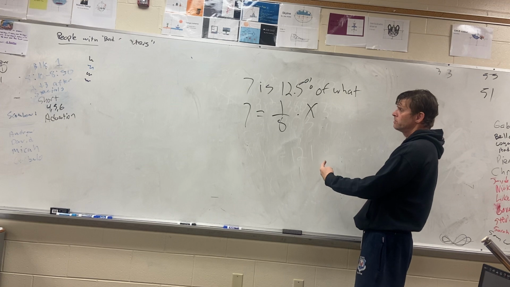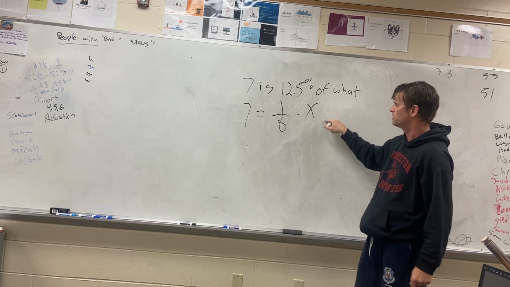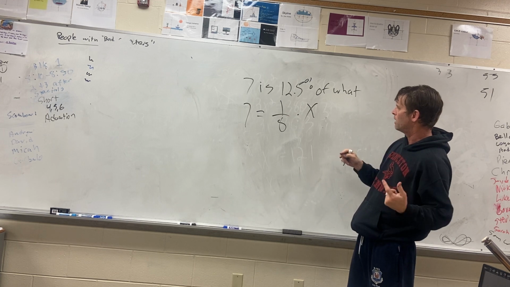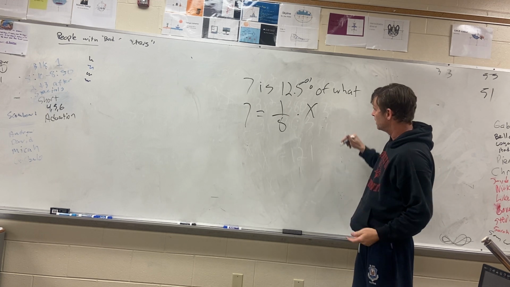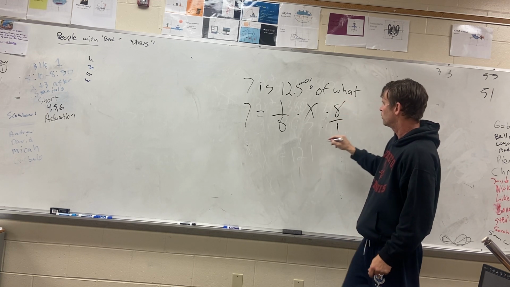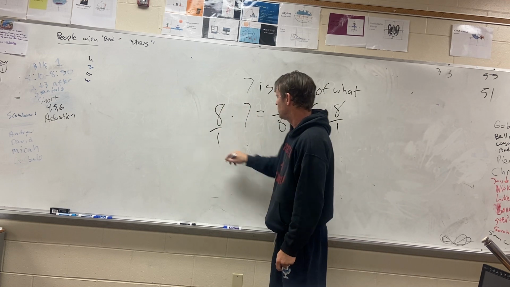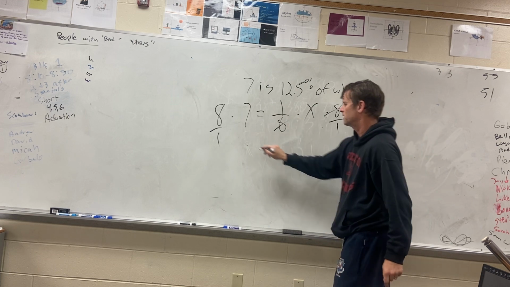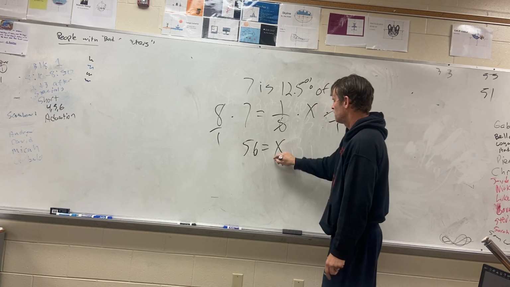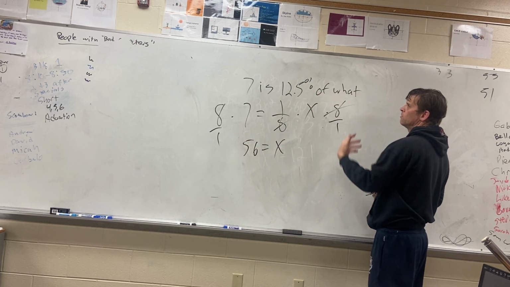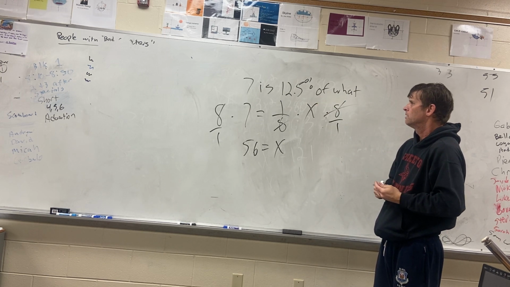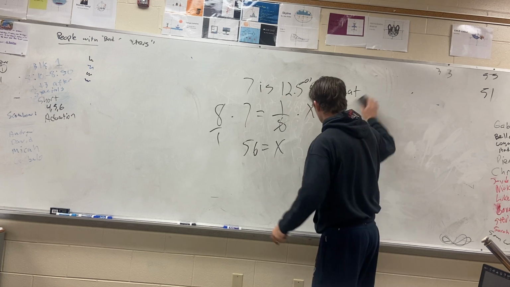Now, if you really wanted to, you could actually just solve it. Once upon a time there was an x, it was times by 1/8. To undo timesing by 1/8, you divide by 1/8, which is the same thing as timesing by the reciprocal, 8 over 1. We get x equals 56. But you should kind of just know this. 7 is 1/8 of something. 7 is 1 part out of 8 parts of 56. All right.